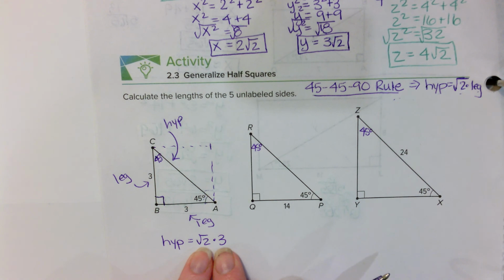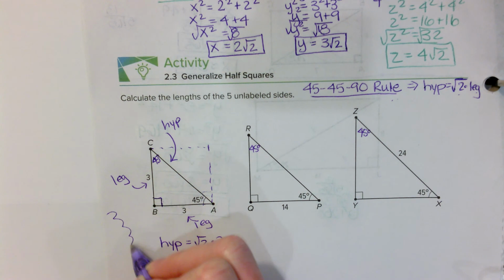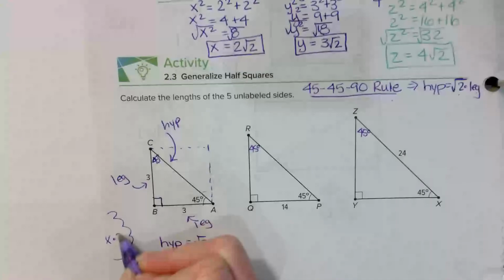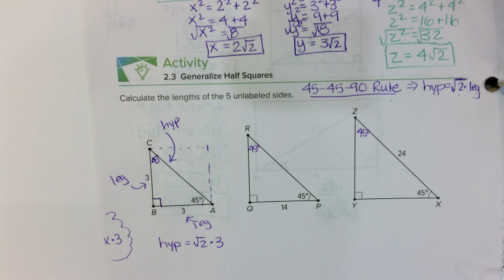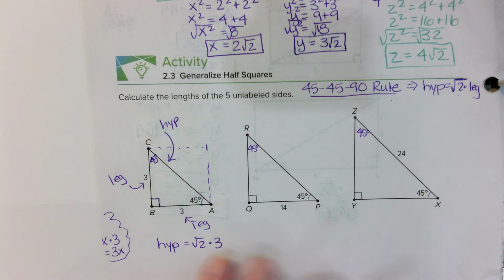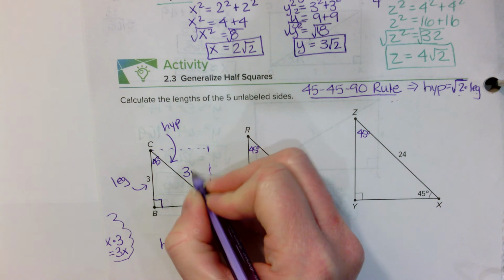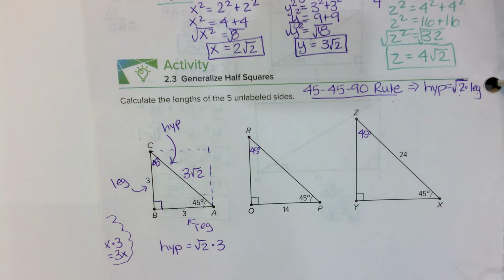Now, when I see rad 2 times a number, I do simplify that by putting the number in front. It's a little bit like having x times 3. We usually wouldn't write it that way. We would write the 3 in front of the x. The same thing is occurring here. We wouldn't write the square root of 2 in front. So that makes my diagonal 3 times the square root of 2. That's my answer. I'm done.